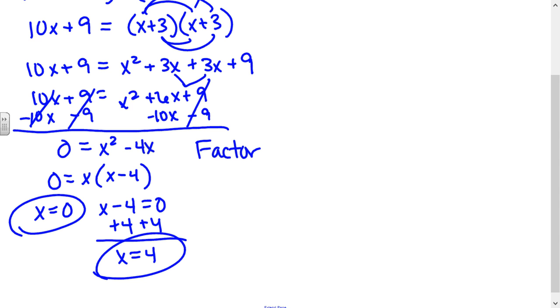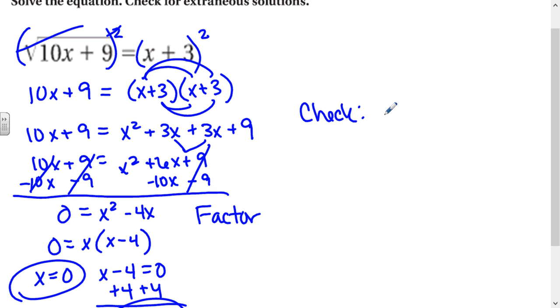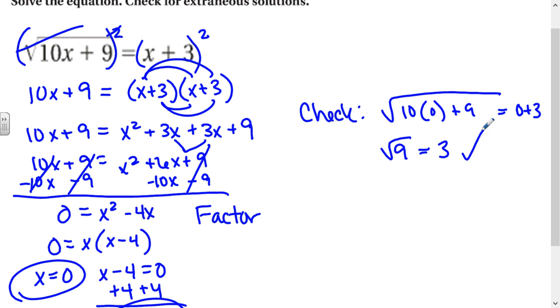So we're going to check over here. I'm going to check x equals 0 first. So we have the square root of 10 times 0 plus 9 equals 0 plus 3. So 10 times 0 is 0 plus 9. So we get the square root of 9 equals 3. That works. Okay, so 0 is a solution.